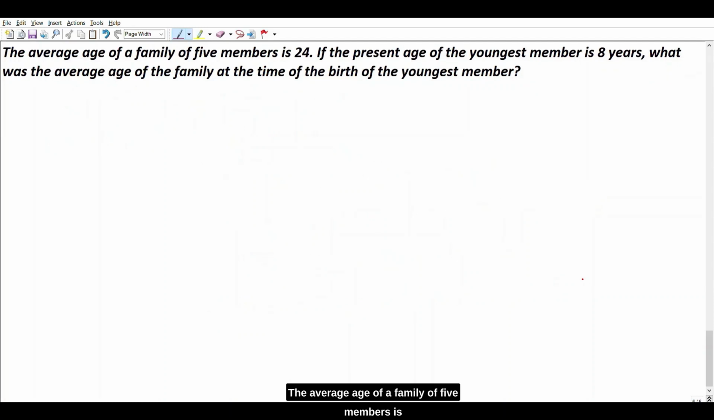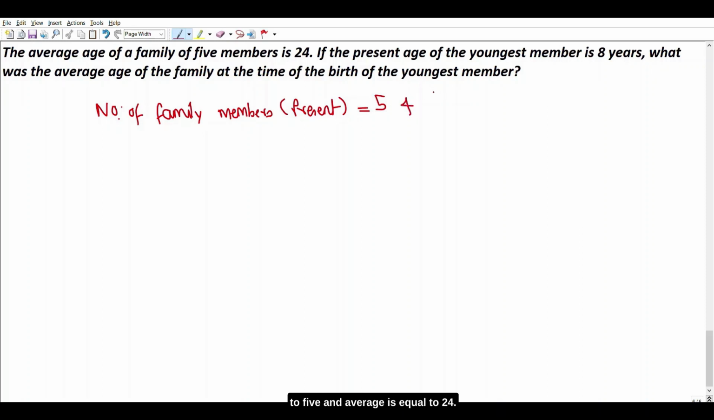The average age of a family of 5 members is 24. If the present age of the youngest member is 8 years, find the average age of the family at the time of the birth of youngest member. So it is given in the question that number of family members at the present is equal to 5 and average is equal to 24.